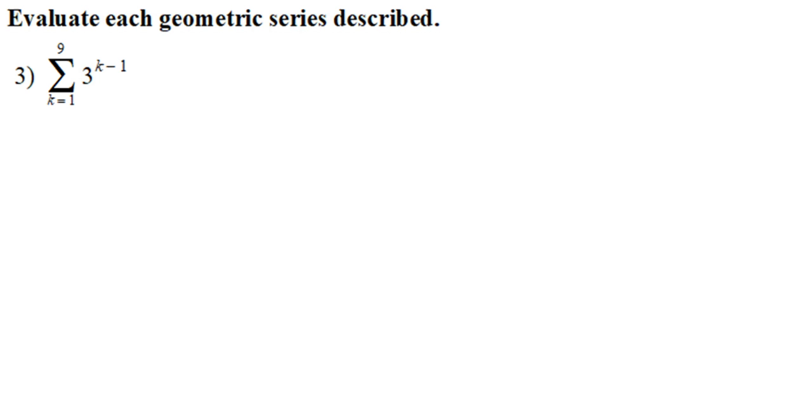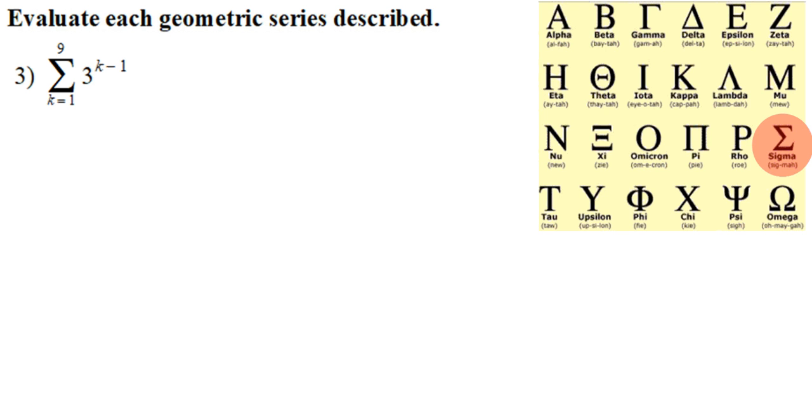Evaluate each geometric series described. So again, you see this word series, and you should know that series means sum. But you also see this Greek letter sigma. And remember from a previous lesson, we talked about sigma. Sigma was the Greek letter S. S stood for series or sum. And so we're finding the sum of whatever this says.